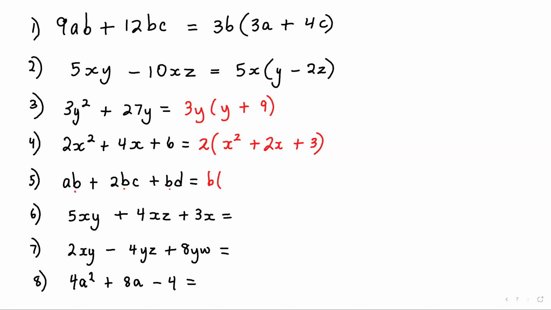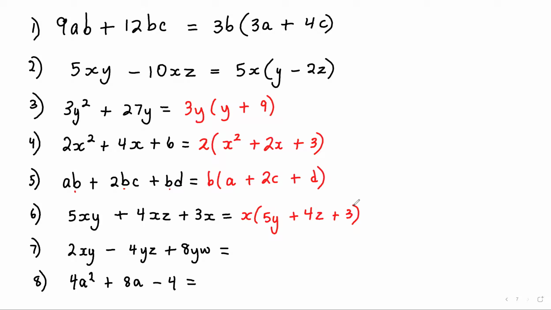In number 5, all three terms have b, so the common factor here is b. b times a is ab. b times 2c is 2bc. And b times d gives me bd. In number 6, the coefficients 5, 4, and 3 do not have any common factors other than 1. So the common factor here will be x, since all of them have x. So x times 5y gives me 5xy. x times 4z is 4xz. And then x times 3 is 3x.